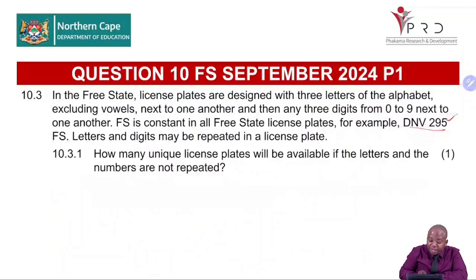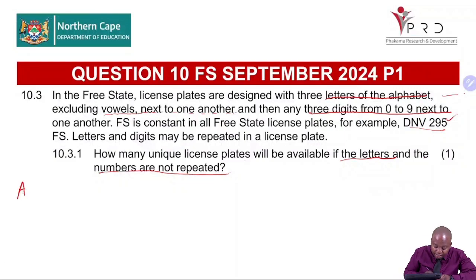But let's look at it. How many unique number plates will be available if the letters and the numbers are not repeated? Now, let's collect the data again from our statement. Remember, we have 3 letters, excluding the vowels. Remember the vowels are A, E, I, O, U. I'm just going to say it like that as an African. One another, and any 3 digits, we have numbers from 0 to 9. On our alphabet, we're excluding our vowels, so we're excluding A.